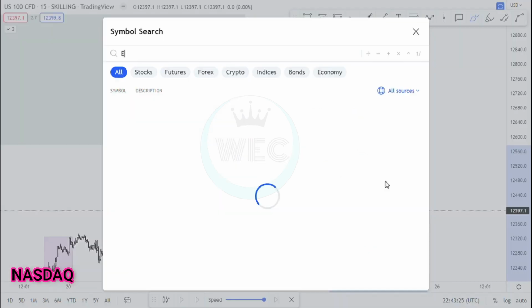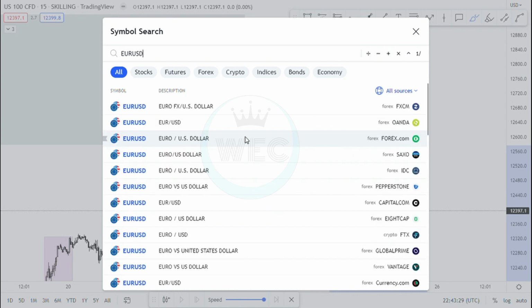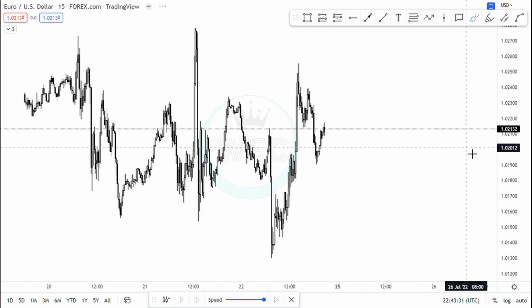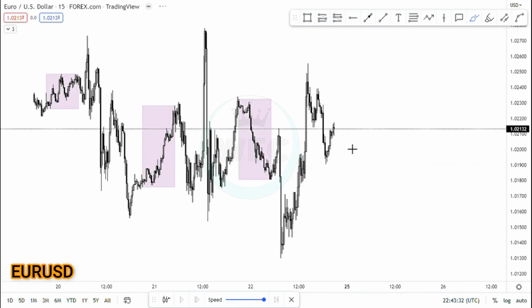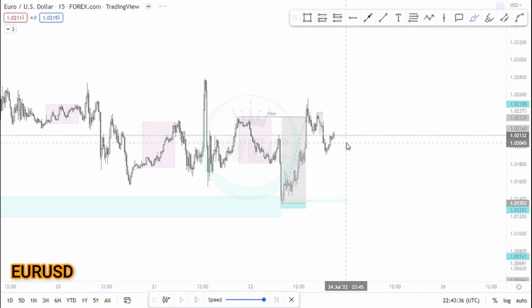And to my last pair, which is Euro USD. Here on Euro USD, there is something that I also want to show you right in here.